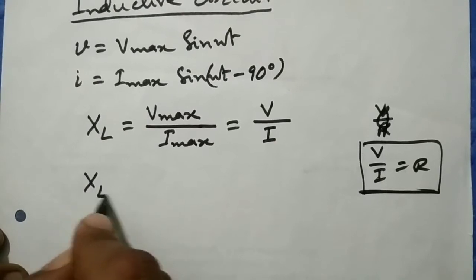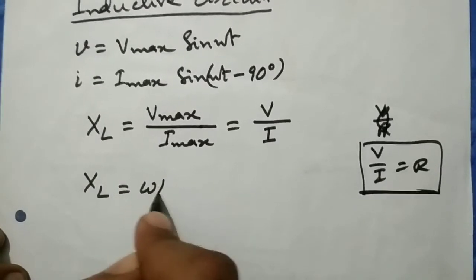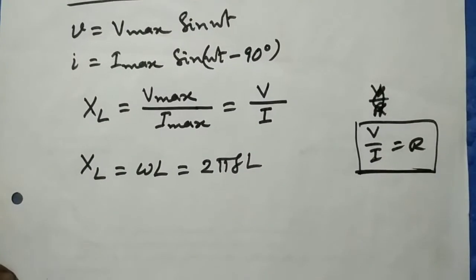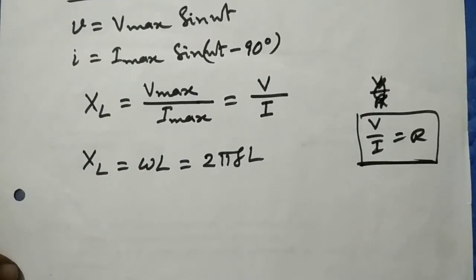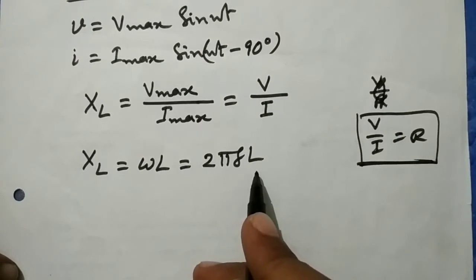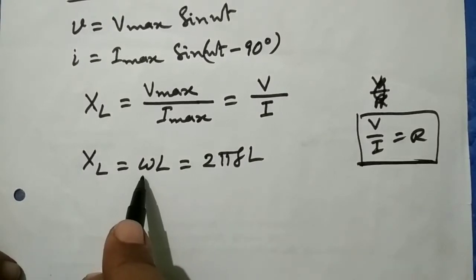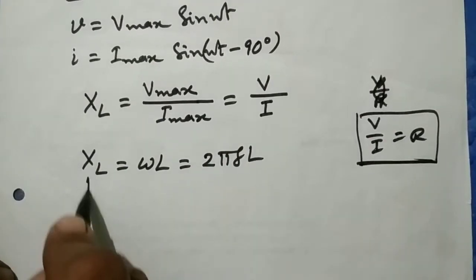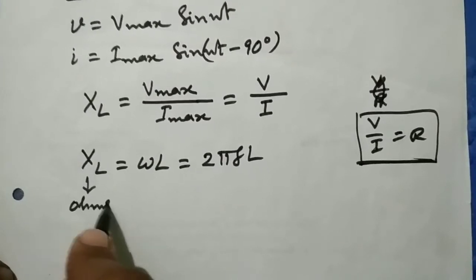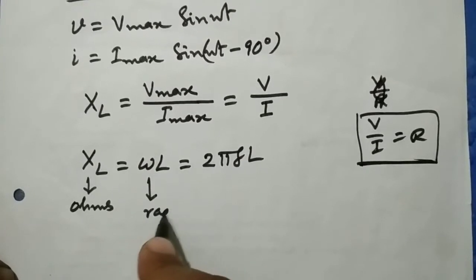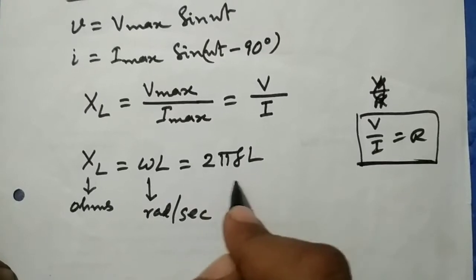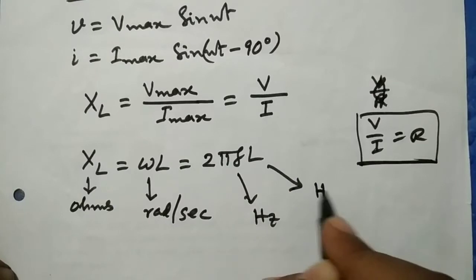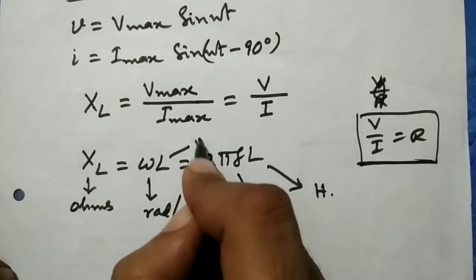The XL is again expressed as omega L or 2 pi FL, where F is the supply frequency in Hertz, L is the inductance in Henry, omega is the angular velocity in radian per second. So XL will be in ohms, omega in radian per second, F in Hertz and L in Henry.